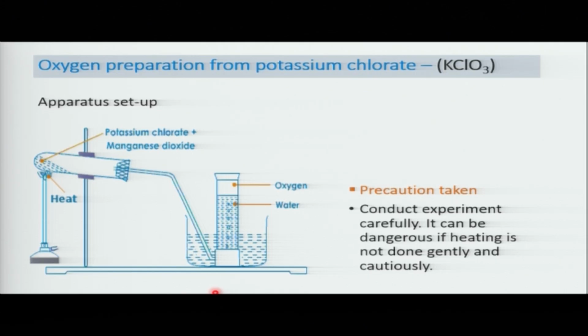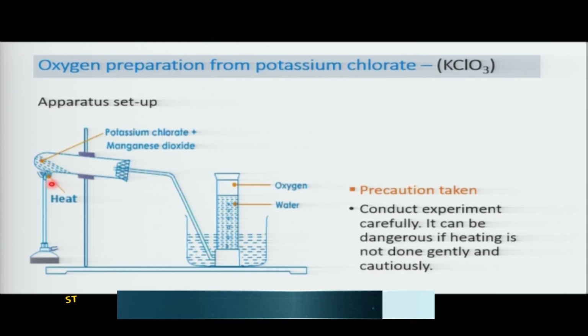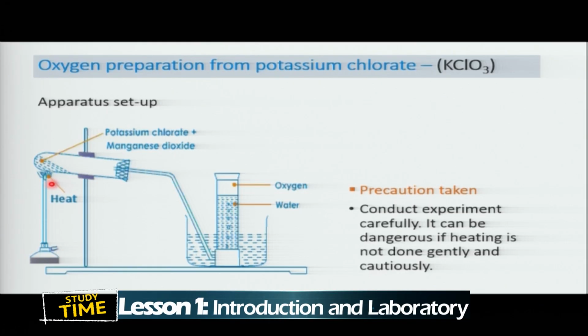The precaution is we are involving heating. You see, this is a Bunsen burner producing heat, which will heat the potassium chlorate in the presence of manganese dioxide as a catalyst. So because we are involving heat, we can't play or joke with heat. This heating must be taken care of seriously and gently, so as we don't burn the lab and burn our fellow students or the people we are carrying out the experiment with.